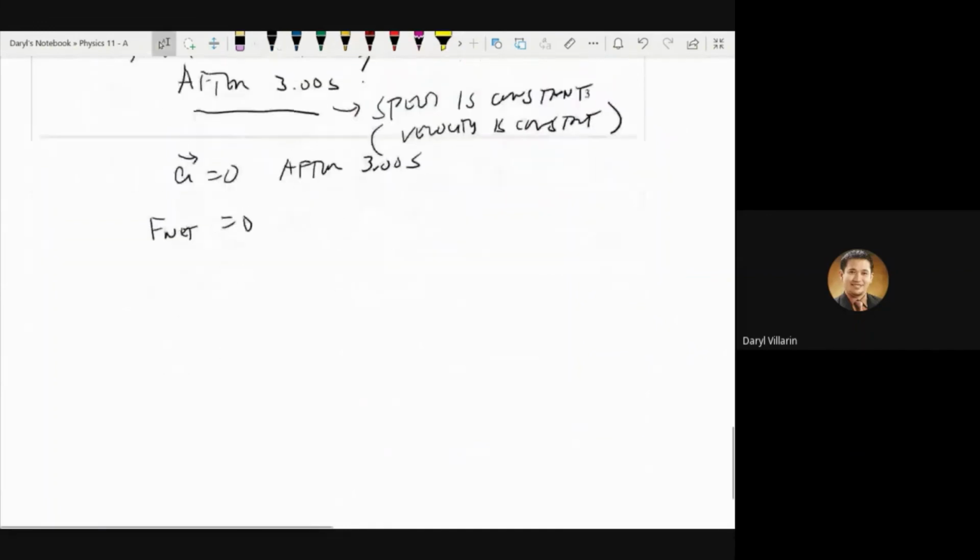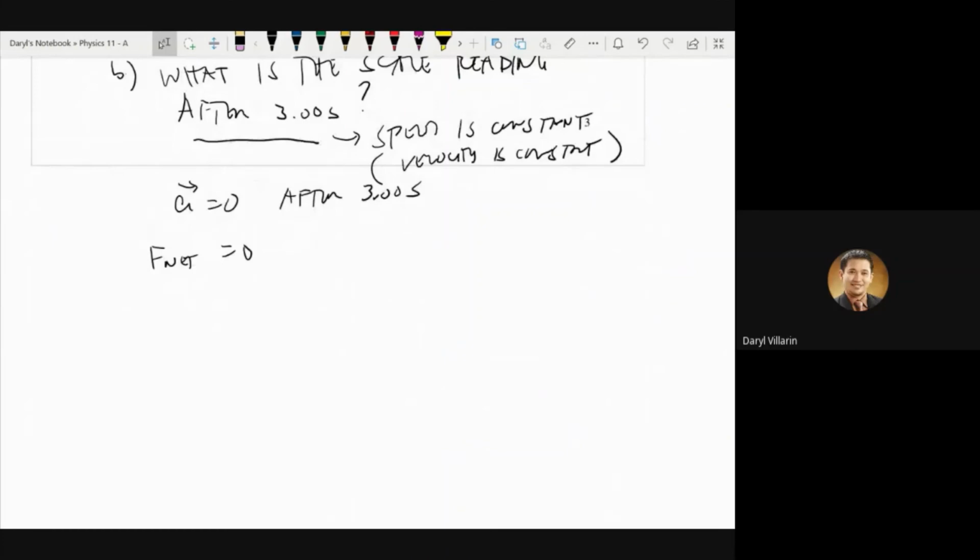Again, net force equal to 0 doesn't mean that there are no forces acting on the object. If you go back to your free body diagram, there are still two forces acting on the object, which are Fg and the normal force. But since the F net is equal to 0 and there are only two forces directed in opposite directions, that means that Fn is just equal to Fg.